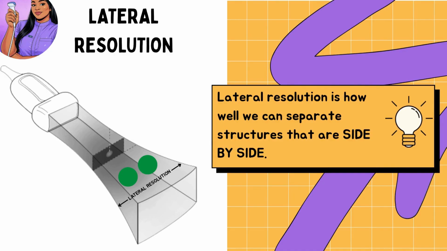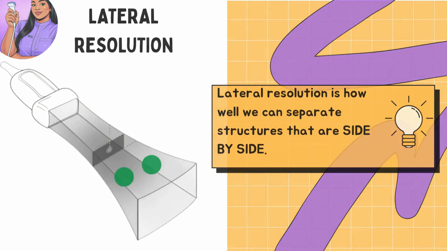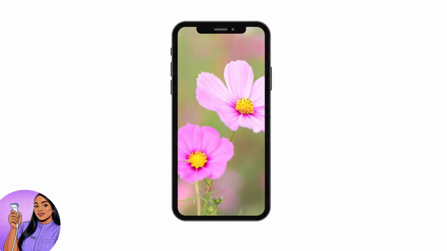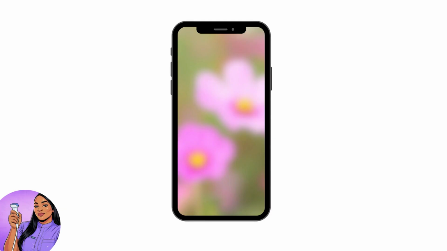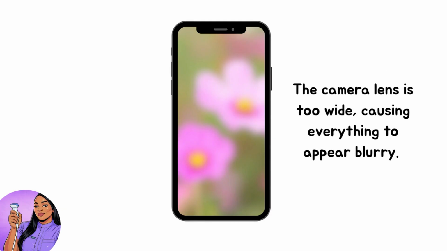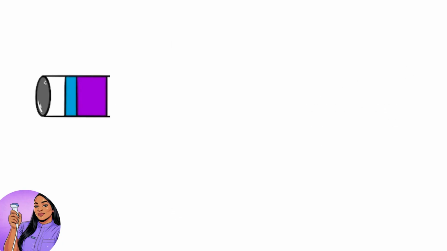So let's think back to your phone for a second. When you tap the screen to focus on something, the picture instantly sharpens, right? What's actually happening is your camera is narrowing its focus around that subject, blocking out other areas. But when it's out of focus, that means the camera's opening is wide, so light is spreading out and things that are close together start to blur. The same thing happens in ultrasound. Think of your transducer like a camera.